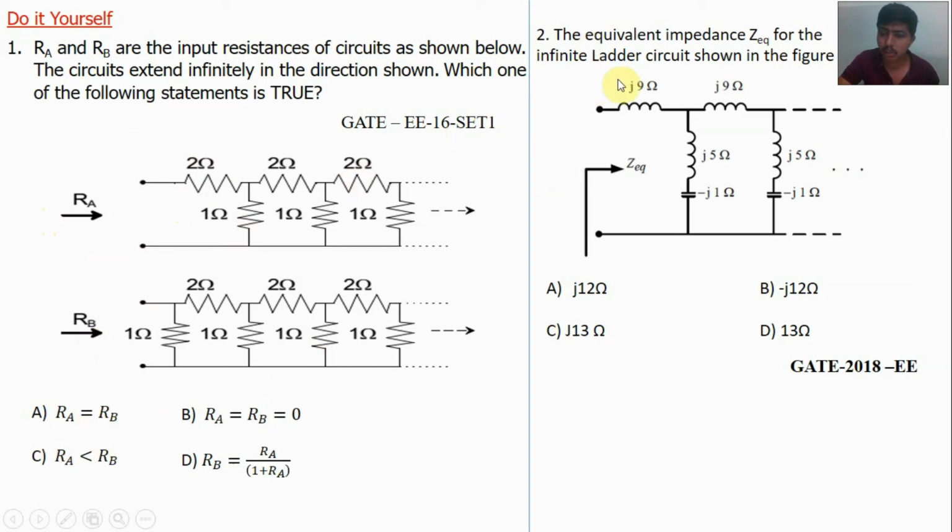The second question was asked in the GATE 2018 electrical examinations. Here J5 minus J1 are in series, so you may add the values, and the result will be J4. Use these concepts. For question 1, the answer is that RB is equal to RA divided by 1 plus RA. For the second question, the answer is option A.